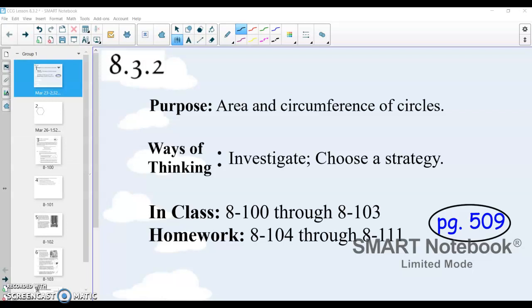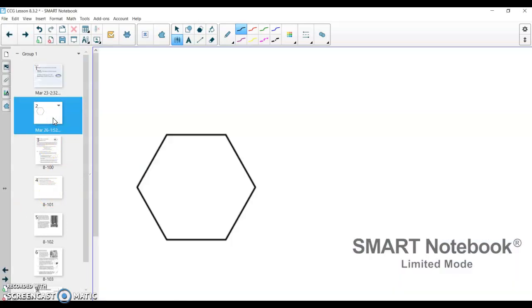We'll work through 8100 to 8103, but I'm going to start by just reviewing some of the stuff that we did in chapter 8 by looking at this hexagon. All right. There's a lot that we did in chapter 8. We started with interior angles, exterior angles, the sum of all the interiors. We found the area of these shapes. So let's start with doing the interior angles.